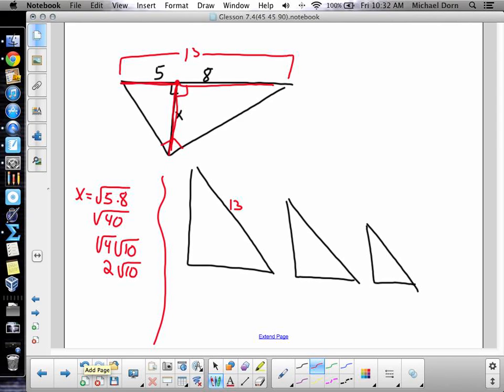In the medium triangle, the short leg is x, the long leg is 8. I do not know the hypotenuse. In the small triangle over here, the short leg is 5, the long leg is x. I do not know the hypotenuse. So I'm looking for my corresponding parts. I've got 8 and x is one pair of corresponding parts. The x and 5 is the other pair of corresponding parts, so I get 8 over x is x over 5, so x squared equals 40, which is exactly what we have, x to the square root of 40, same solution.